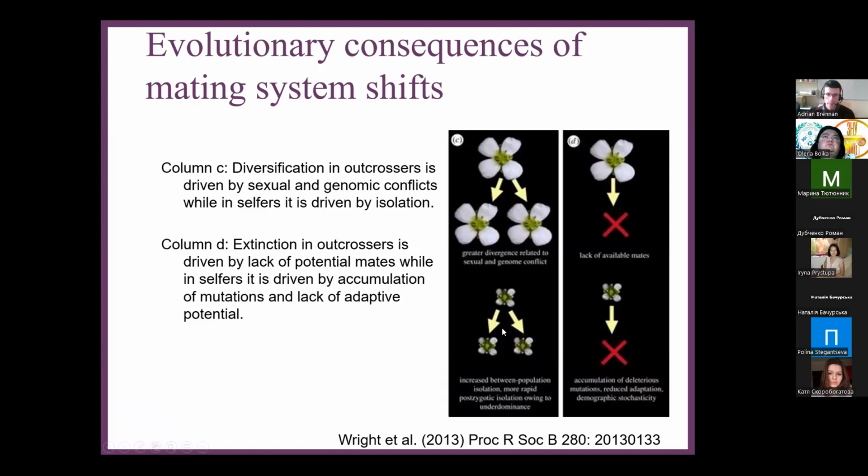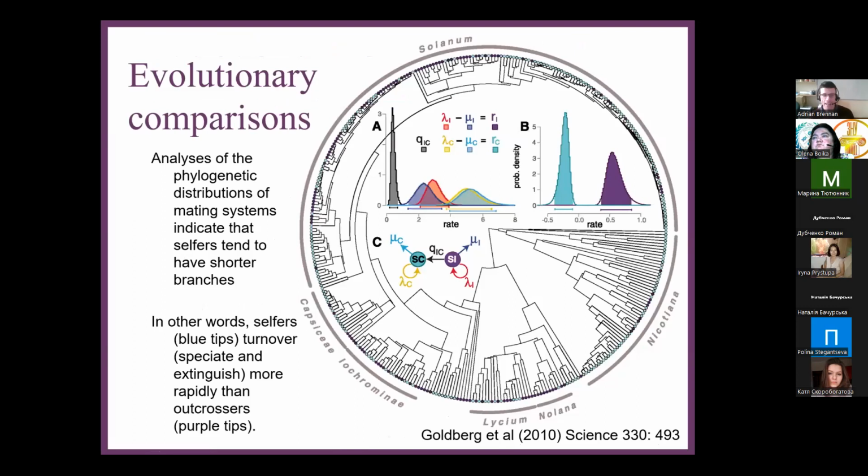And in terms of diversification, new species of outcrossers will tend to arise through sexual conflict that's preventing hybridization, whereas for selfers, it's simply isolation because they're not as well connected. They'll tend to evolve neutrally and take unique evolutionary trajectories. And becoming extinct, in outcrossers, is you lose the ability to outcross, whereas in selfers, it's the accumulation of inbreeding depression and deleterious mutations. And this is the last slide.